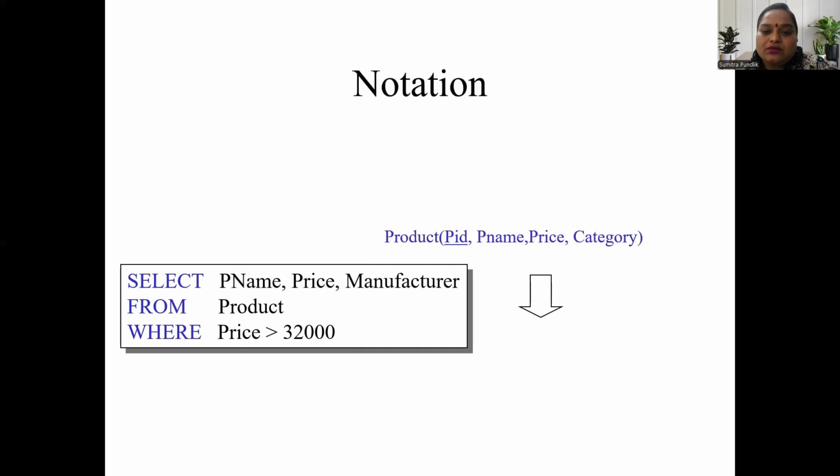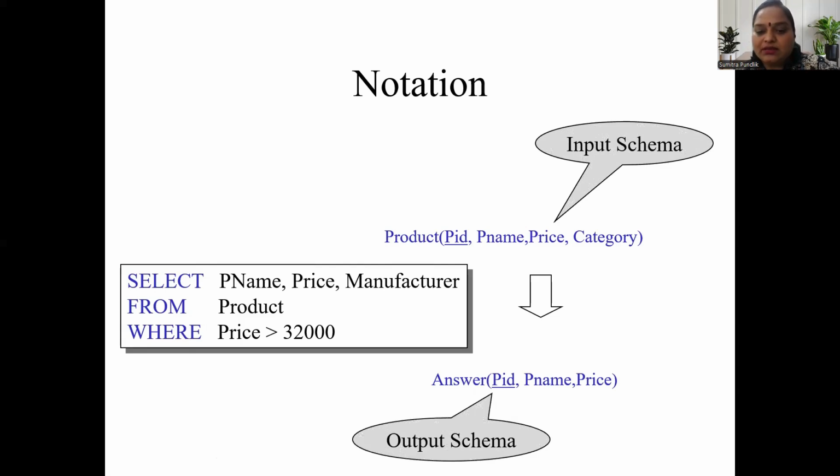The notations we saw: this is a schema, product, PID. PID is the primary key, then PName, price and category. These are all column names. And this is a query: select, from, where. These are clauses. This is projection, this is the table name and this is the conditional statement. Finally, you get the answer as a schema that you want to select along with the rows which satisfy the condition. This is the input schema and this is the output schema after applying this particular query.